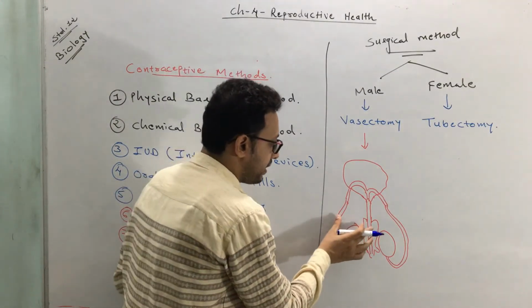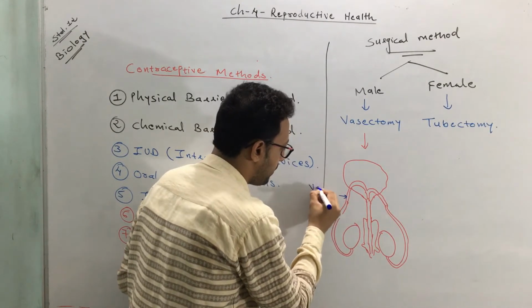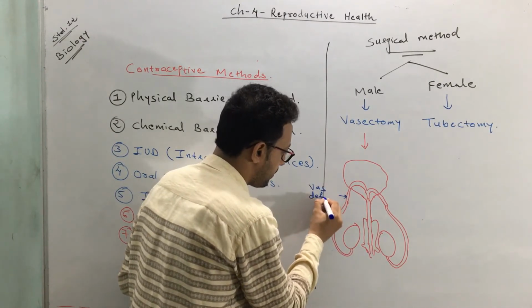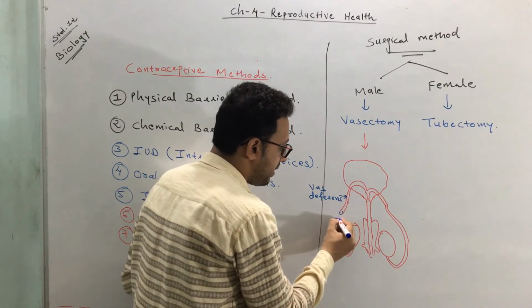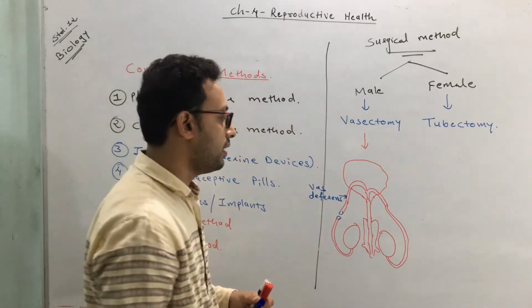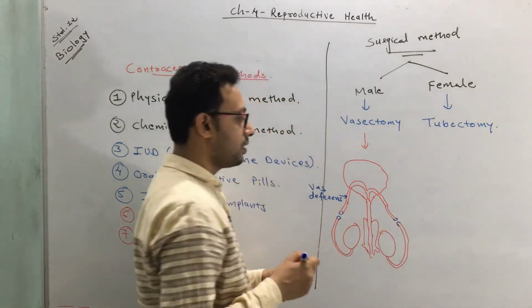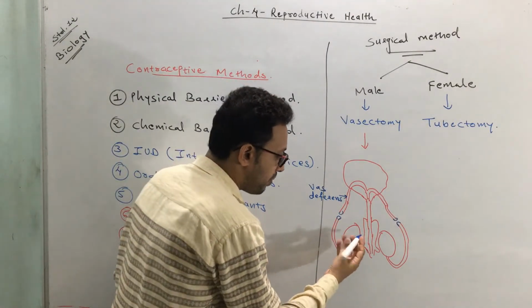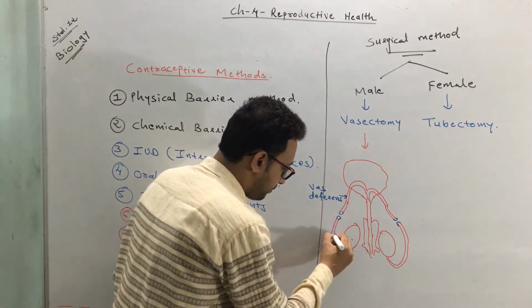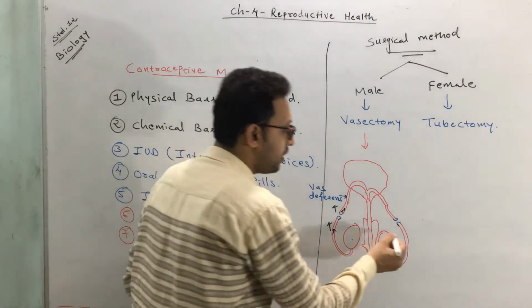In a vasectomy, the vas deferens, this is a vas deferens, is going to be cut and tied. Okay, so what happens here? The sperm which is going to be produced by testes does not transport. That transport process is going to be prohibited.